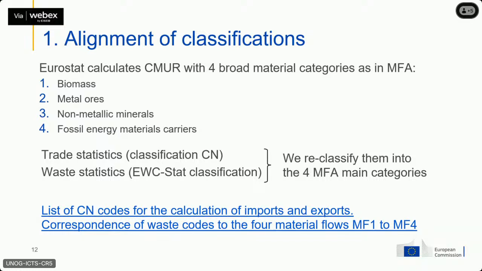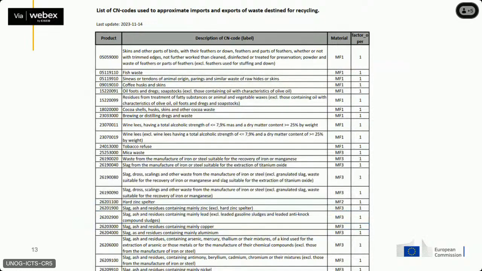And what we do is reclassify trade statistics and waste statistics into these four categories. For that, we have some correspondence tables, and this slide has links to the correspondence tables we use that are on our website. But I'm going to show you how they look in the next two slides. They have an extract of these correspondence tables just so that you see the type of information we have. The next two slides are not a complete list of the correspondence. It's just to show the type of information we have.